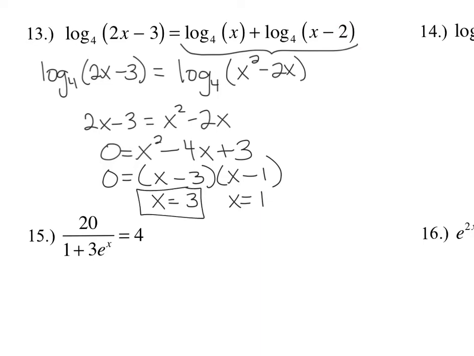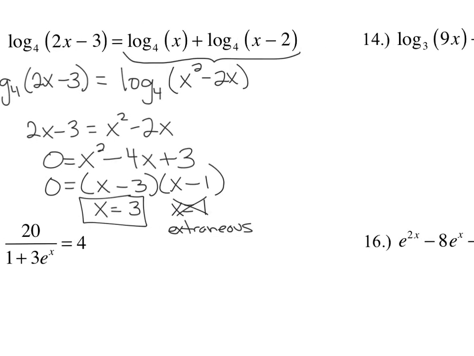The number 1, let's plug 1 in. 2 times 1 is 2. 2 minus 3 is negative 1. And that number inside of here can't be a negative. So that means that the number 1 is extraneous, meaning it's a solution that we generated but makes the original problem not correct. So the final answer would just be x equals 3.